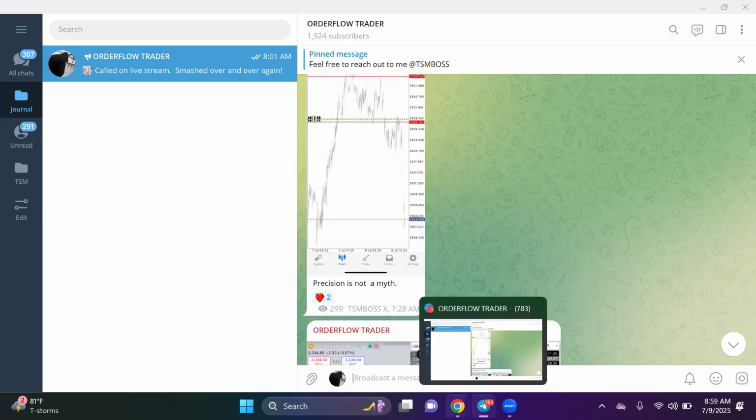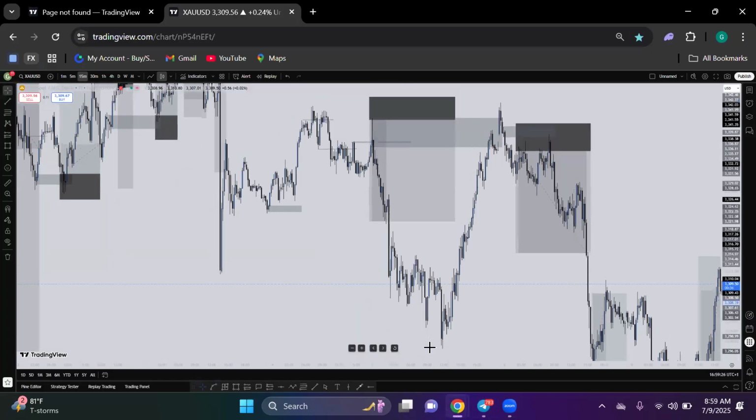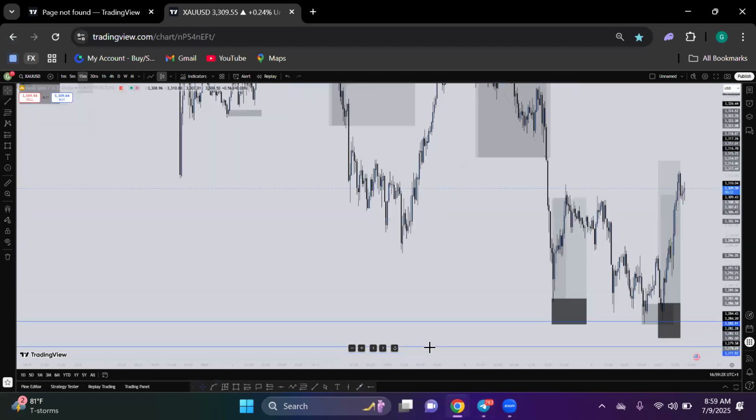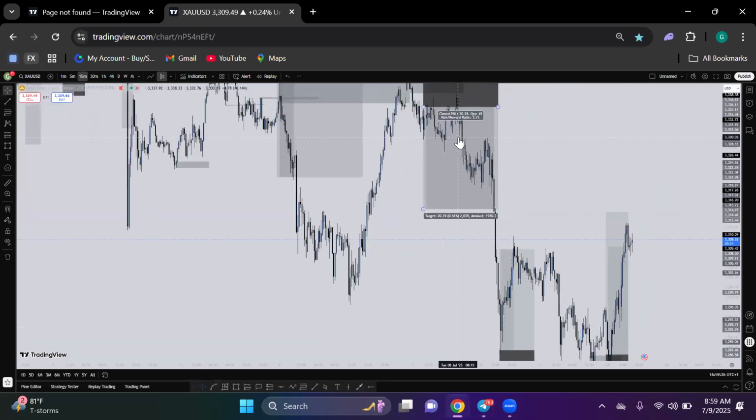Now, going back to the chart, we saw price expand quickly all the way to the downside and tap into the next level, where we had our longs coming. But again, this was all possible with precision, right? So this was how we were able to take 88 USD to over 15K, right?